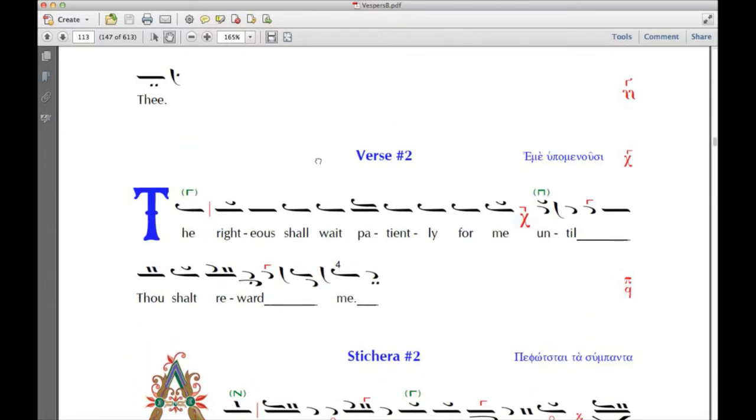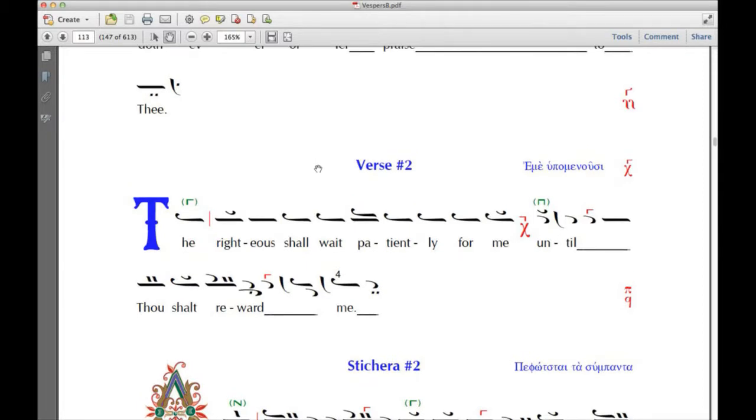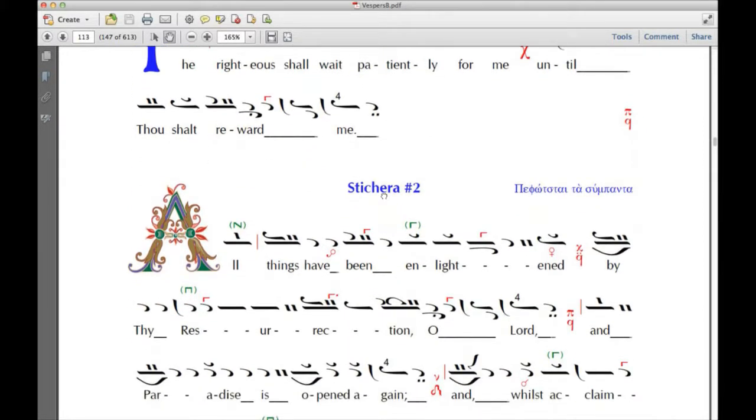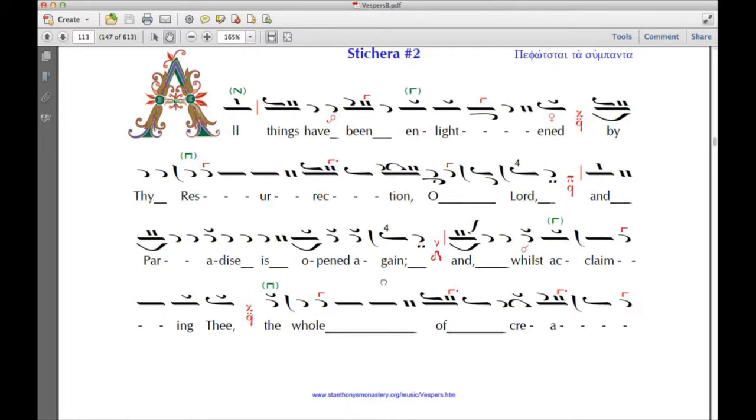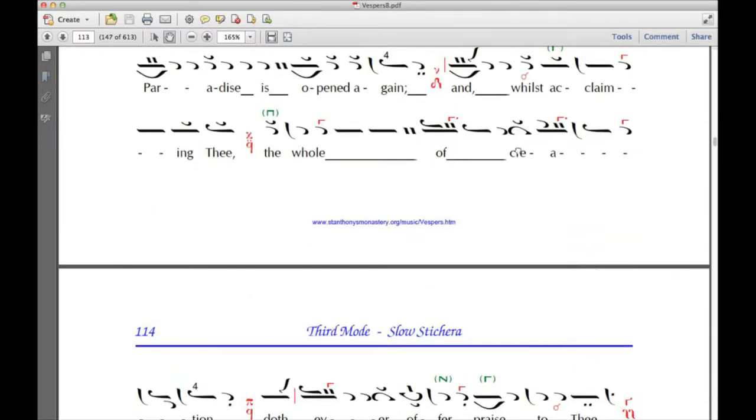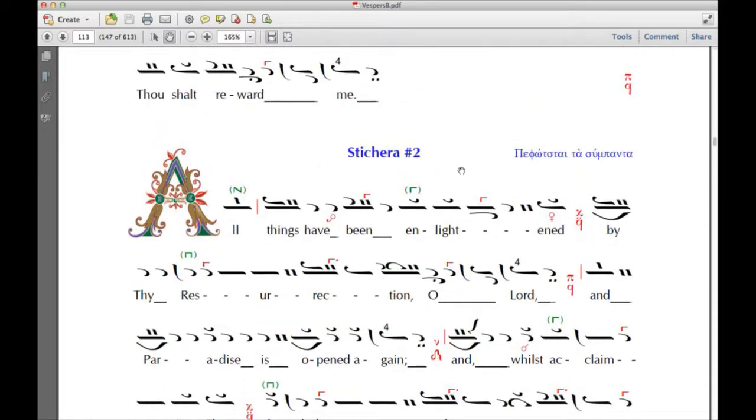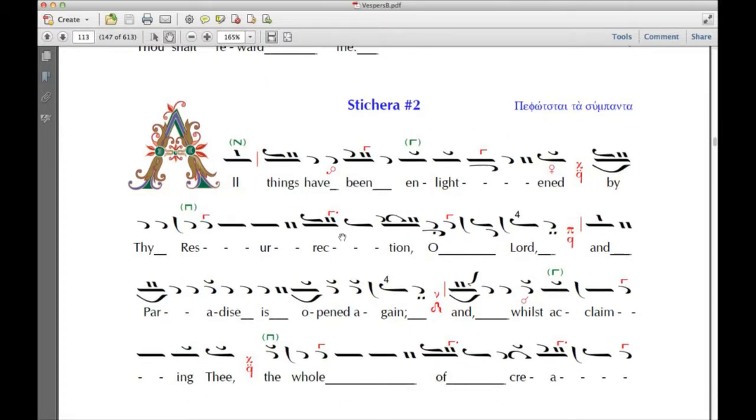The righteous shall wait patiently for me until thou shalt reward me. Another one of those little flutters there. Yeah. This one, again, no names? Yeah. Okay. Notes, yeah. From Kaspar. Right. Yep.